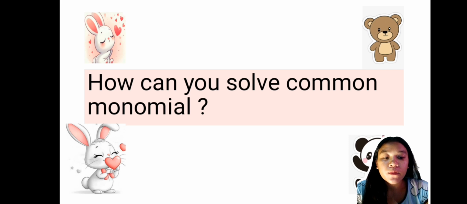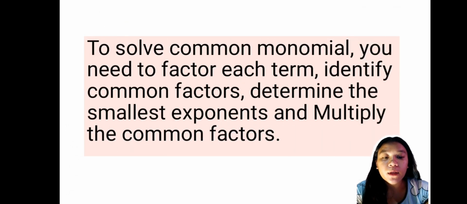How can you solve the common monomial factor? To solve it, you need to factor each term, identify the common monomial factor, determine the smallest exponents, and multiply the common factors. Those are the four steps to solve the common monomial factor.